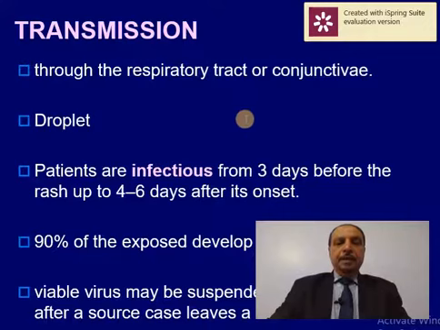Then the transmission of measles is through the respiratory tract or conjunctiva, mainly droplet infection. This is very important to know: the patient is infectious from 3 days before the appearance of rash up to 4 to 6 days after its onset. And this is the time of isolation. That's why we have some medical students who got measles, and we ask them to stay at home and be isolated for 6 days after the appearance of rash.